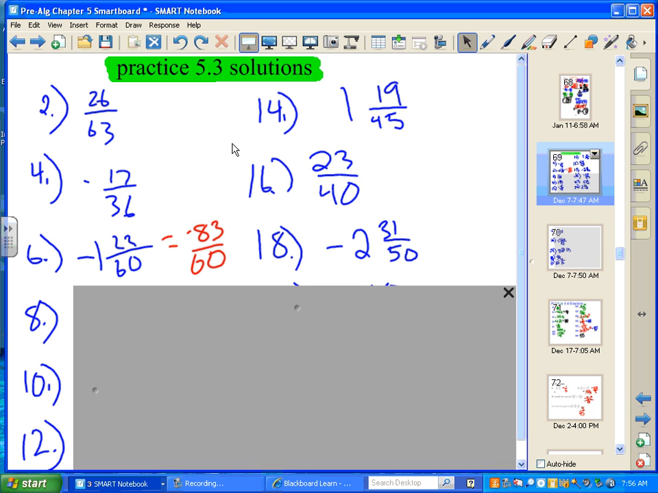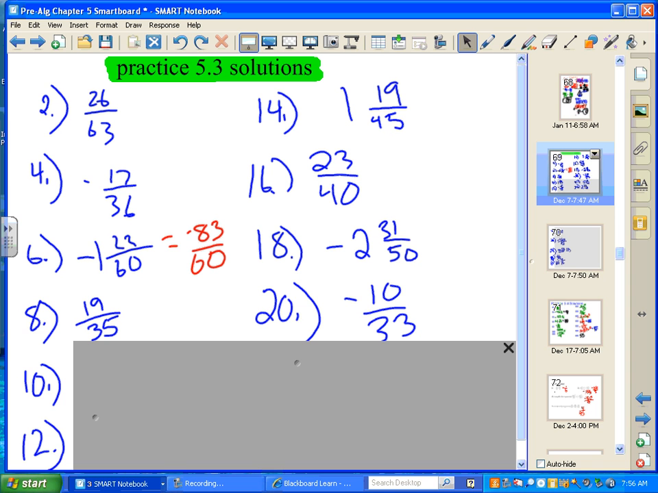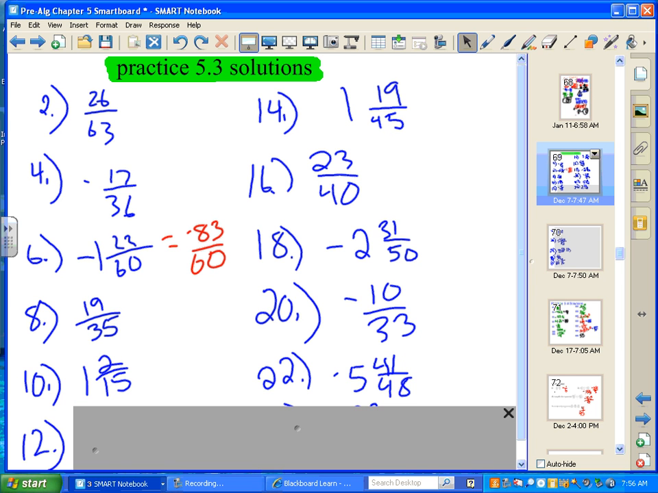Number 8, Emma H. Okay, 19 over 35, but it should be positive. But yes. Alyssa, number 10. Good, 1 and 2 15ths. Anyone have the improper fraction? Annalise? Oh, that's not simplified. You need to... Oh, okay, okay. Mary?